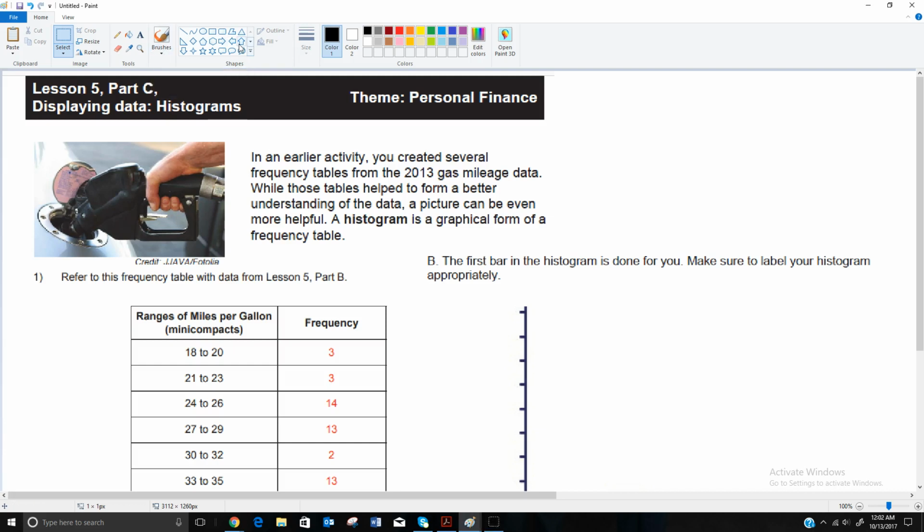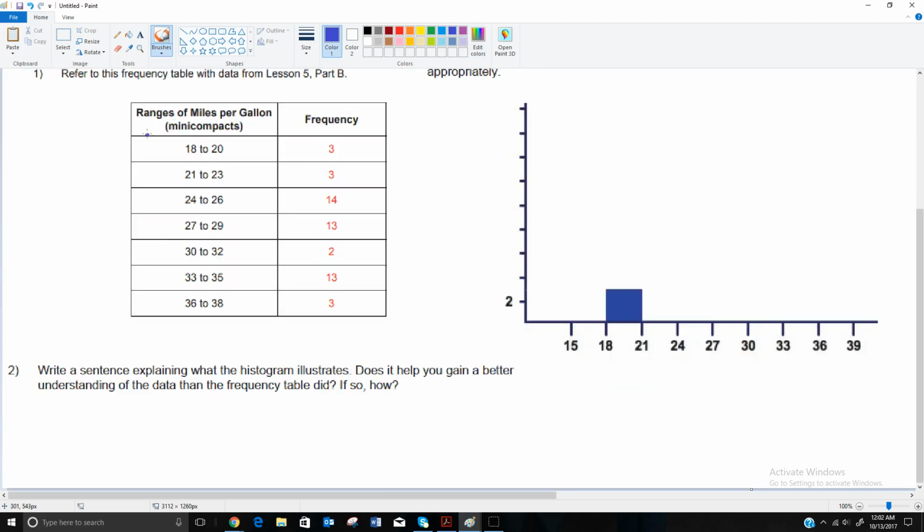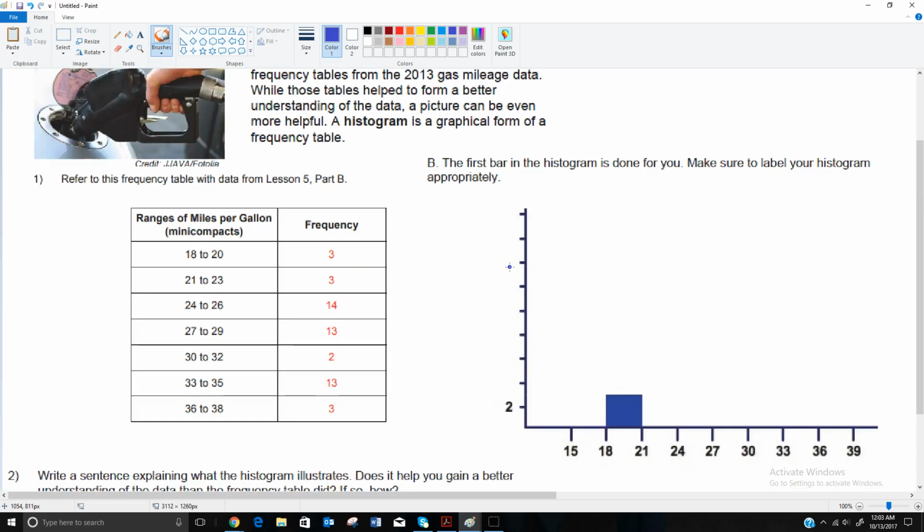So we have the data from, hold on a second, let me get my pen going here. So we have the data that we had before from the other lesson. We have the ranges, 18 to 20 miles per gallon, 21 to 23 miles per gallon, and so on. And this was for the mini compacts for 2013. And then we had the frequency here, 3, 3, 14, 13, and so on. And if you remember, we did this in the prior lesson.